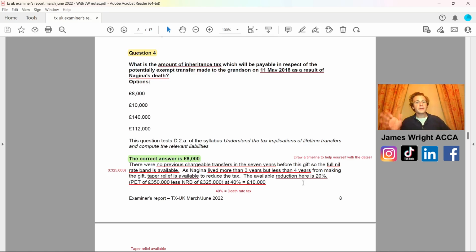So no previous chargeable transfers in the 7 years before the death, so the full nil rate band is available.